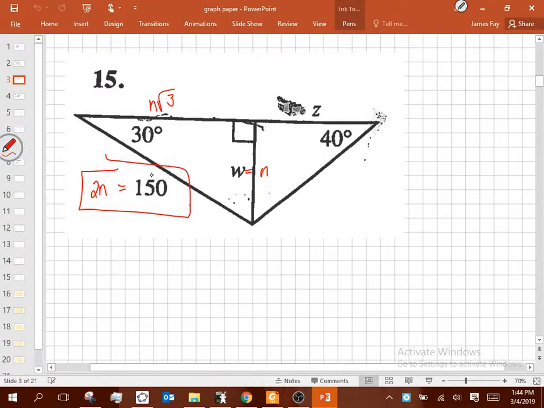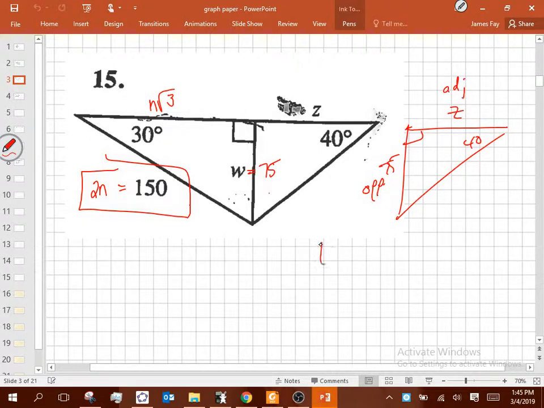So 2n is 150. What's n going to be? 75. So that would be this side, right? Now, using 30, 60, 90 triangles, does that allow you to get into this triangle over here? And we're trying to find Z. 75 is what side? Opposite. Z is adjacent. So again, we're going to use tangent.